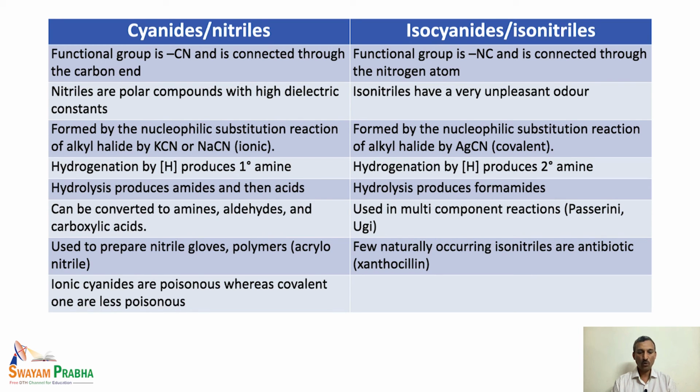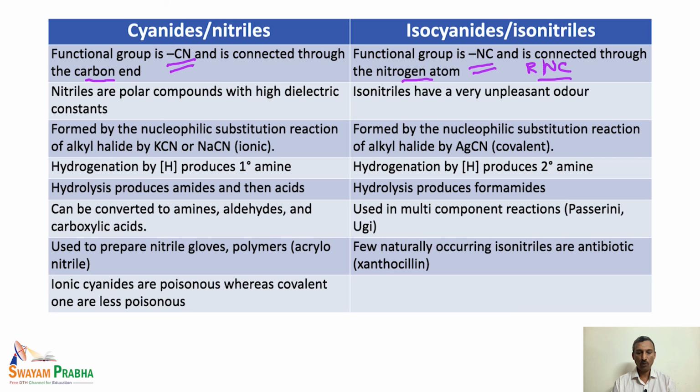The functional group in cyanide is a CN group, and it is actually connected through the carbon end. That means carbon is connected to the alkyl unit. So, that is why these compounds are called cyanides. And in the case of isocyanide, the functional group is NC. In other words, the nitrogen atom is connected to the alkyl chain. So, we write RNC, that means the alkyl group is connected through the nitrogen atom. So, these kinds of compounds are called isocyanides.